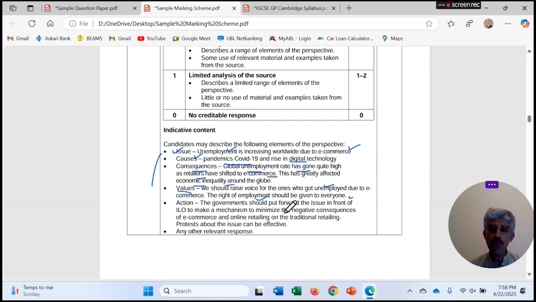Action: the government should put forward the issue in front of the ILO, International Labour Organization, to make a mechanism to minimize the negative consequences of e-commerce, or any other relevant responses.